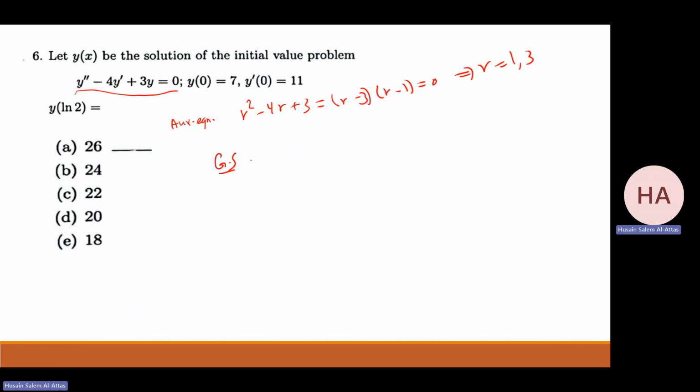So the general solution is c1 e to the power x plus c2 e to the 3x. I need to apply this. So I have y prime will be c1. I think we did this before. It's okay.